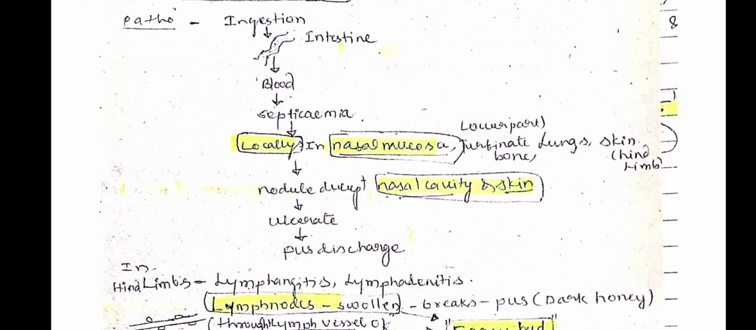Now look at the pathogenesis of the disease. After ingestion of the contaminated feed and water, the bacteria will reach the intestine, where absorption of the bacteria along with the feed will occur, and by that absorption, the bacteria will enter the blood circulation, where they will multiply and produce toxins, and that condition is known as the septicemic condition.